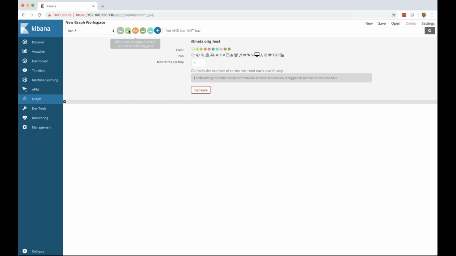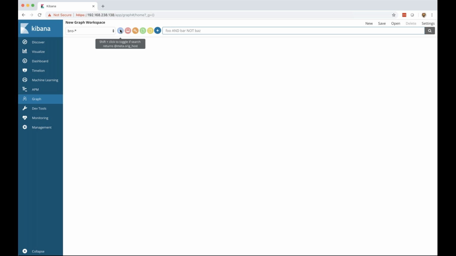Just fix some colors. We'll do blue for responders, blue for originators, red for responders. So we'll just want our bad guys red. And do a green website for unencrypted and a yellow web page for encrypted.